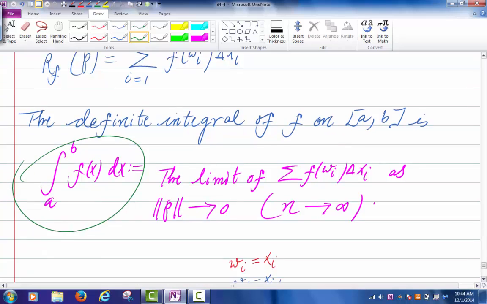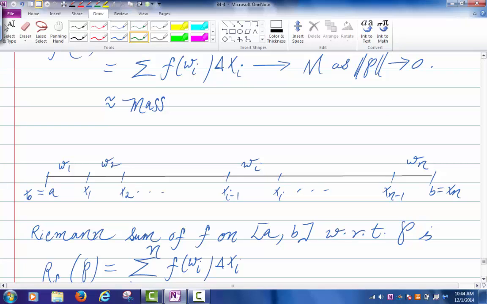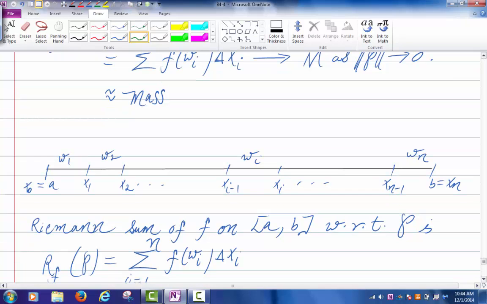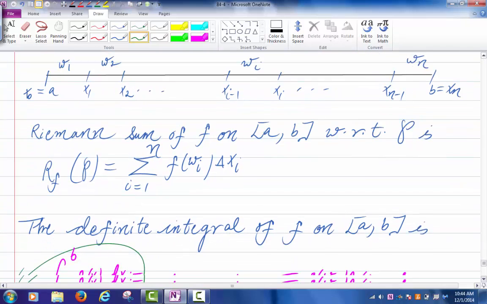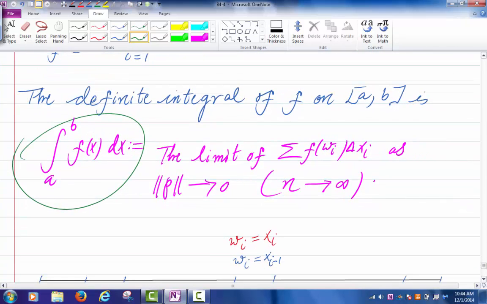Okay. So that's the definition of the definite integral. It is the limit of the Riemann sums as the mesh goes to 0, which also means as the size of the partition goes to infinity. If the mesh goes to 0, it means you're picking more and more partition points, which means that the size of the partition is going to infinity, right? Is everybody okay?